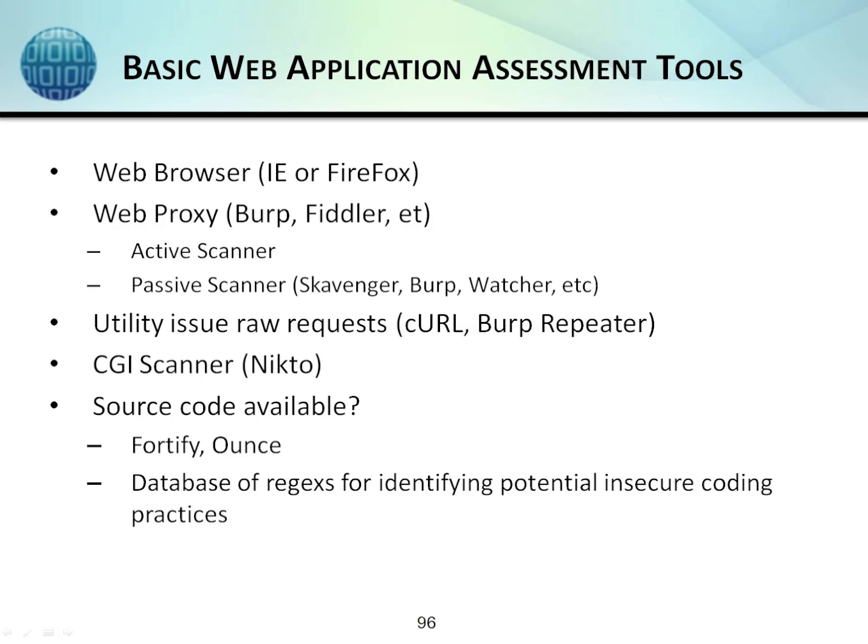attacks. You're also going to want a utility that's going to allow you to manually craft requests. So you saw that I used Burp Repeater. Another tool you might be familiar with is something called curl, or command line URL. You might want a CGI scanner like Nikto. And then if you actually have access to the source code, maybe you want to use some kind of a source code analysis tool, or maybe you just have a bunch of keywords that you'd want to search for in the code. That would be another way to go about it.